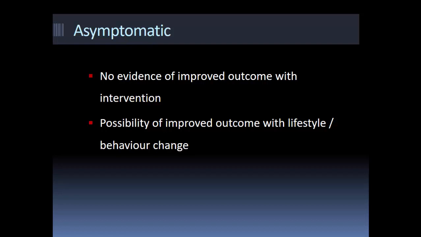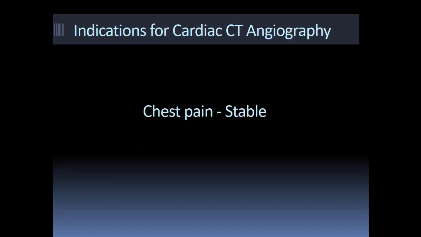But there is a possibility that if you do a CT angiography in a person who is asymptomatic and you show plaques, then perhaps they can modify their lifestyle, and their risk factors may be modified, and that could perhaps lead to improved outcome in future. So there is a possibility of that. And the SCOT-HEART trial that some of you might have heard of actually has shown this, but in symptomatic patients. So we'll come to it.